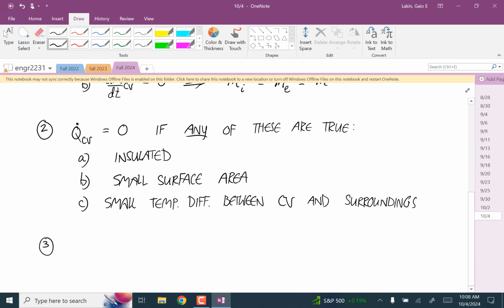Third, what about the work? The rate of work done by the control volume. This is equal to 0 if all of the following things hold. Okay, so this is like a brain exercise, like SATs. So go up to number 2 again for a second, and let's write this in: so if it's insulated, or small surface area, or small temperature difference.